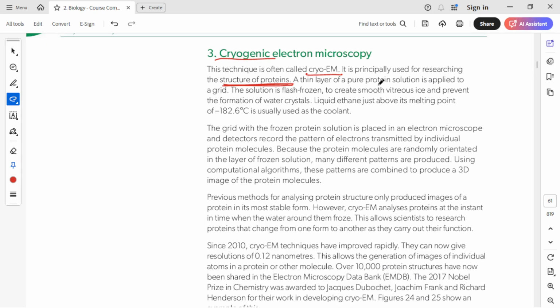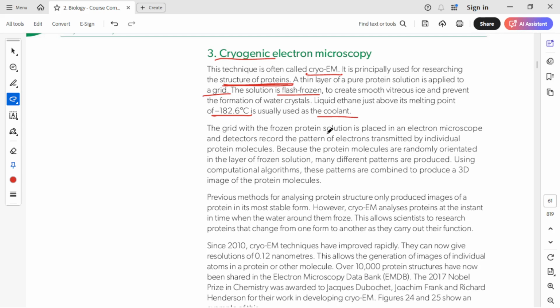A thin layer of pure protein solution is applied to a grid, and the solution is flash frozen to create a smooth vitreous ice and prevent the formation of water crystals. Liquid ethane just above its melting point of minus 182.6 degrees Celsius is generally used as a coolant for this particular cryogenic electron microscopy.